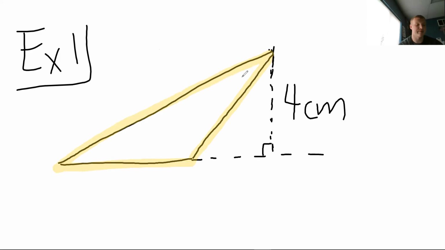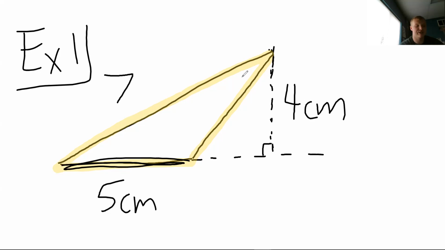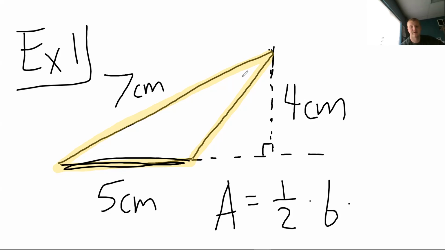So the height is 4 centimeters. And then it says our base is 5 centimeters, which is this right here. And then it gives us the hypotenuse, which is 7 centimeters, which we don't actually need. So it's actually just a number in there to trick you. So your area equals 1/2 times base times height.